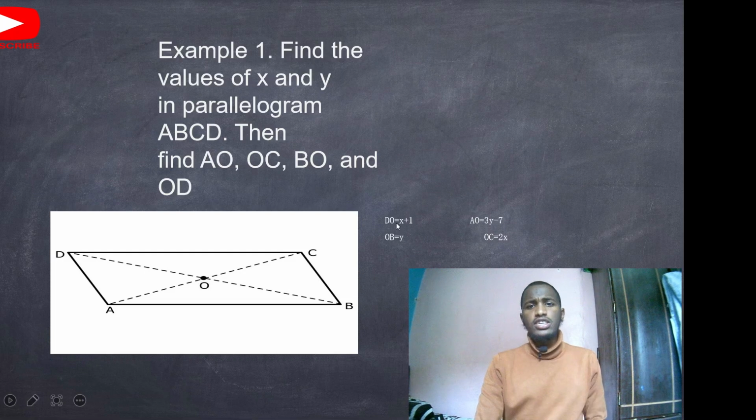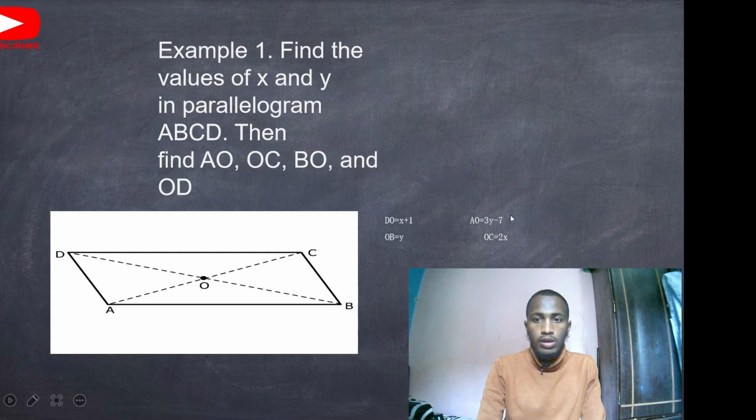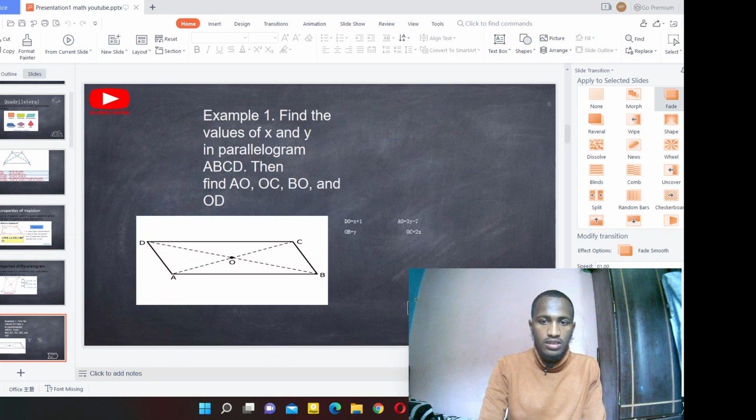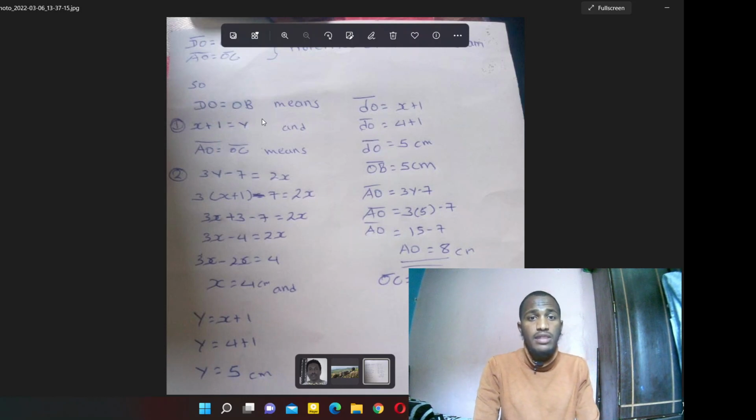You are given DO is x plus 1 and OB is equal to y, and AO is 3y minus 7, OC equals 2x. You can just try it by yourself. I can't see you now, but you can try it, and if you don't get the answer, this is how we find it. Here we have, as we said, the diagonals of a parallelogram, they bisect each other, right?